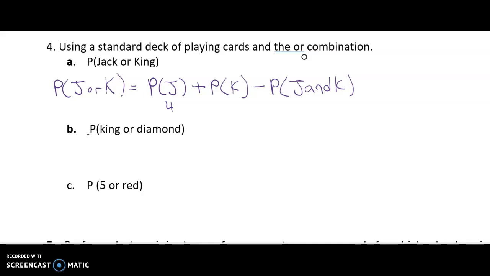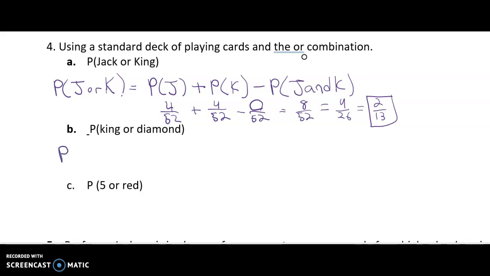There are 4 jacks in the deck out of 52 cards. There are 4 kings in the deck out of 52 cards. There are 0 cards that are both a king and a jack. So for a probability, we'll get 8 out of 52. If I divide both parts by 2, I'll get 4 out of 26, or 2 out of 13 for my final answer. And you can leave that as a reduced fraction.